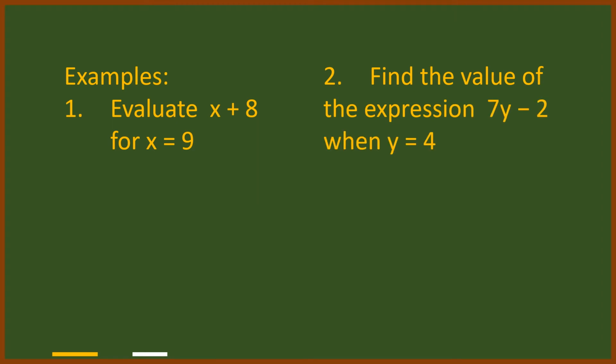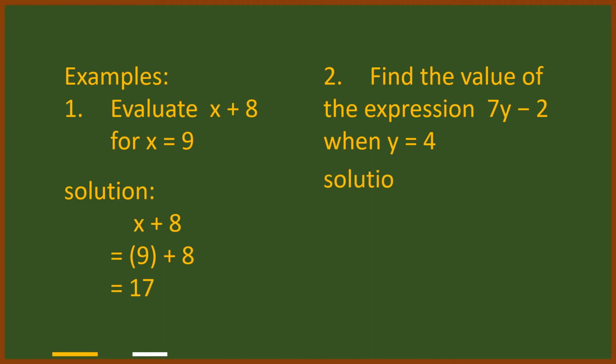In number 1, we have x plus 8. It is equal to 9 plus 8, which is 17. The value of the expression is 17 for x is equal to 9. And for number 2, 7y minus 2 is equal to 7 times 4 minus 2, which is 28 minus 2 equals 26. 26 is the value of the expression when y is equal to 4.